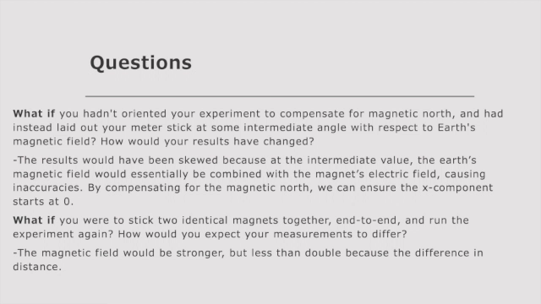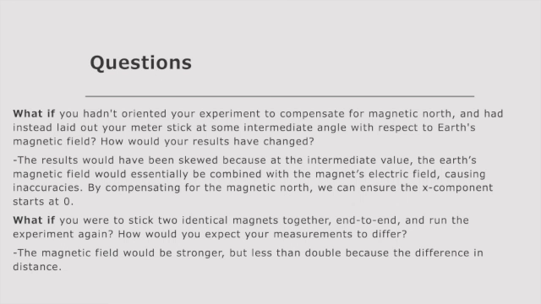Questions. What if you hadn't oriented your experiment to compensate for the magnetic north and had instead laid out your meter stick at some intermediate angle with respect to Earth's magnetic field? How would your results have changed? The results would have been skewed because at the intermediate value, the Earth's magnetic field would essentially be combined with the magnet's magnetic field, causing inaccuracies. By compensating for the magnetic north, we can ensure the x component starts at 0.